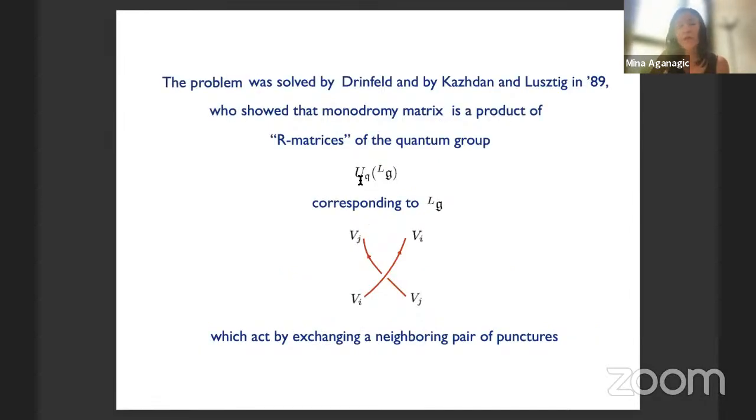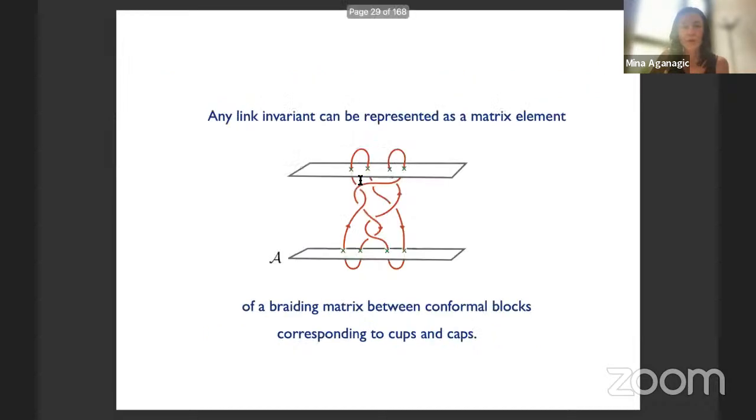This problem was solved by Drinfeld and by Kohno and Lusztig, who showed that the monodromy matrix is the product of R matrices of the quantum group corresponding to G, which act by exchanging neighboring pairs of punctures. Any link invariant can be expressed as a matrix element of the braiding matrix between conformal blocks corresponding to cups and caps.